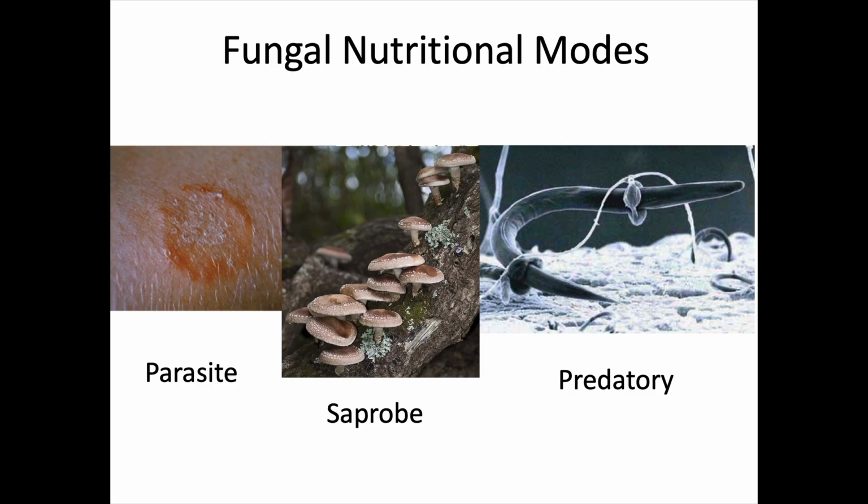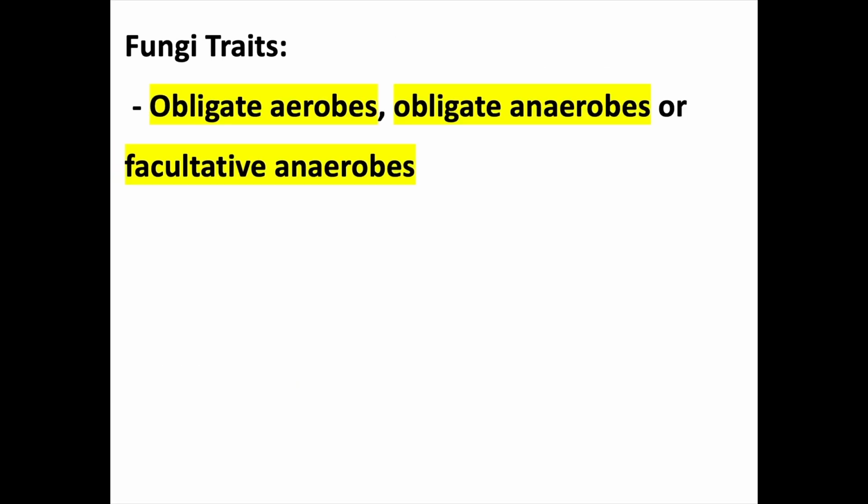Some other things we can call out for fungi are their oxygen tolerance. So a bunch of key terms here. Fungi can be obligate aerobes, obligate anaerobes, or facultative anaerobes. Now, this seems like a lot, but if we break down each one of these terms word by word, it's actually pretty straightforward. Aerobe means oxygen. Aero refers to air. Aerobics means you're breathing hard and taking in a lot of oxygen. So aerobe means oxygen. Anaerobe means without oxygen.